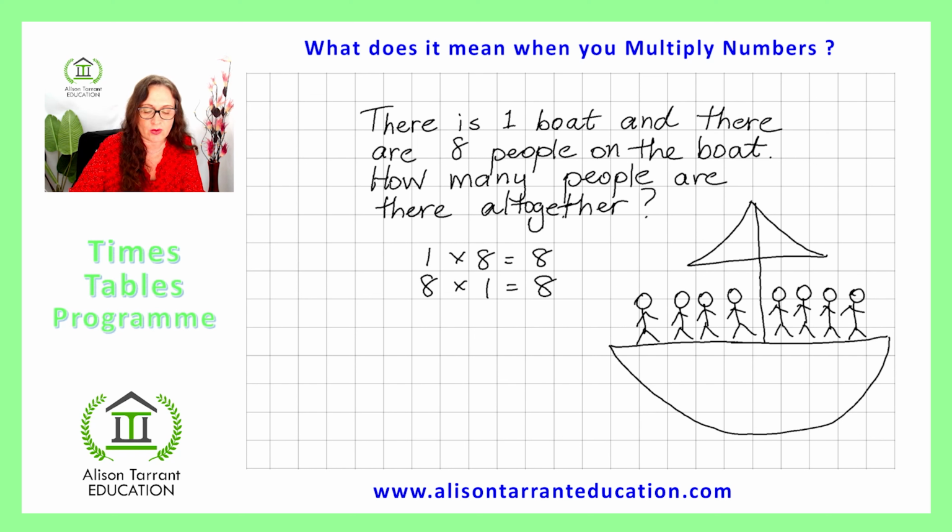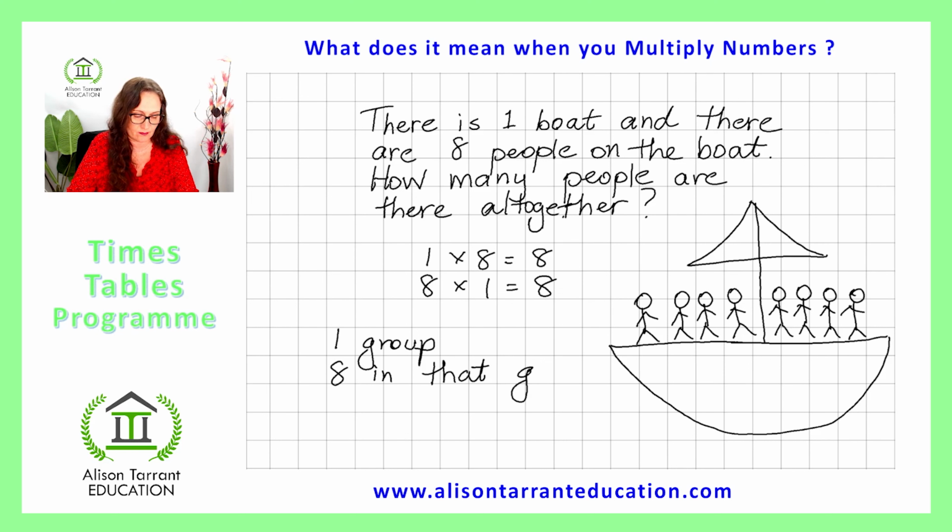Now, if we go back to what the multiplication equation actually means, you'll see that there is 1 group. So we have 1 group and there's 8 in that group. So that is 1 group, 8 in that 1 group, which gives you the 8 people. So it's 1 group of 8 equals 8.